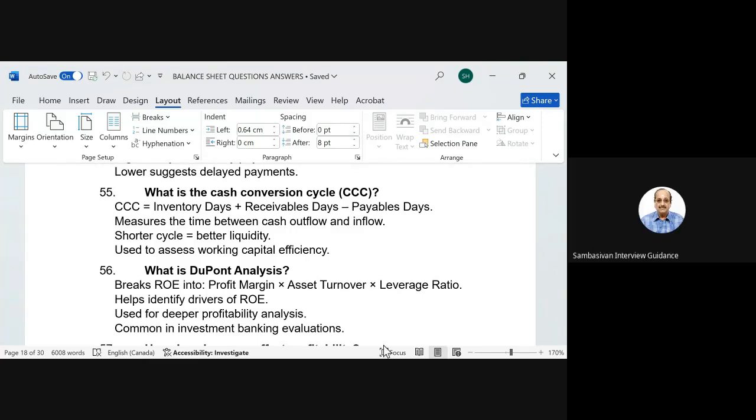Good. This is the first time I am seeing this cycle. Cost accountant students must have studied cash conversion.